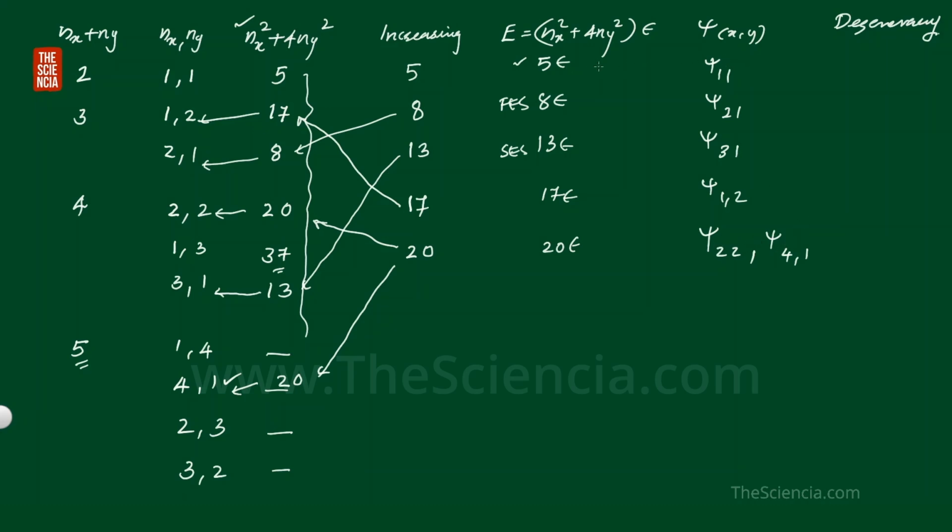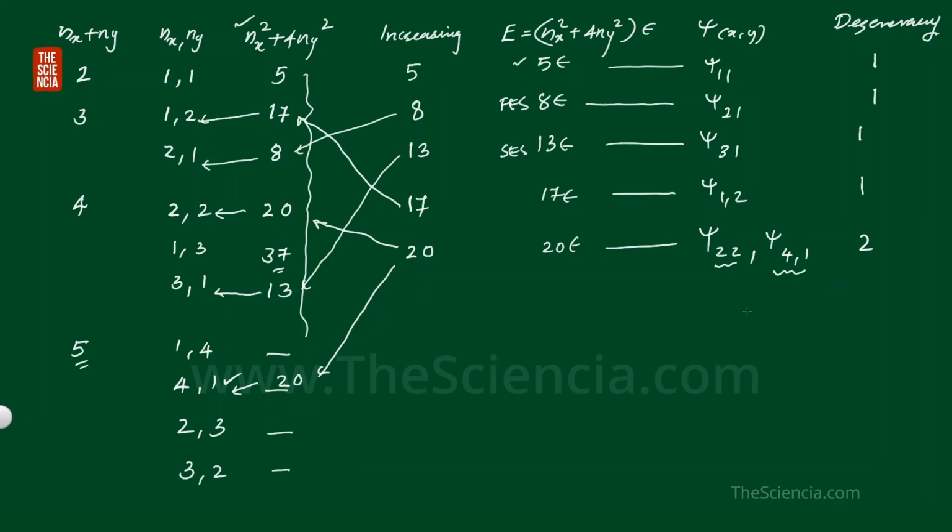Here this 5E corresponds to only one wave function, so the degeneracy is 1. Here 8E corresponds to only one state, so its degeneracy is 1. That is, it is not degenerate. And here also the degeneracy is 1, here also the degeneracy is 1, and here there are two states with the same energy, but the states are different. Psi 2 2, another is psi 4 1. States are different, but their energies are the same. There are two such states, therefore we call the degeneracy 2.